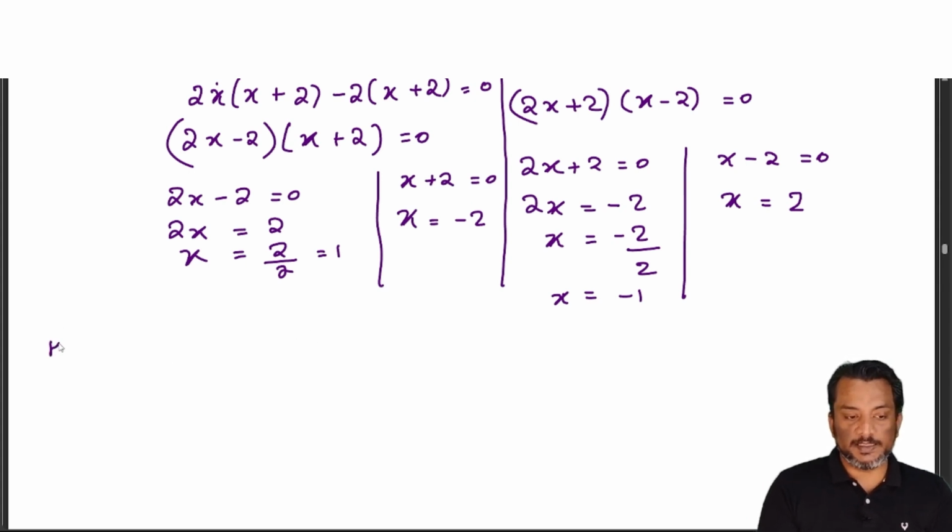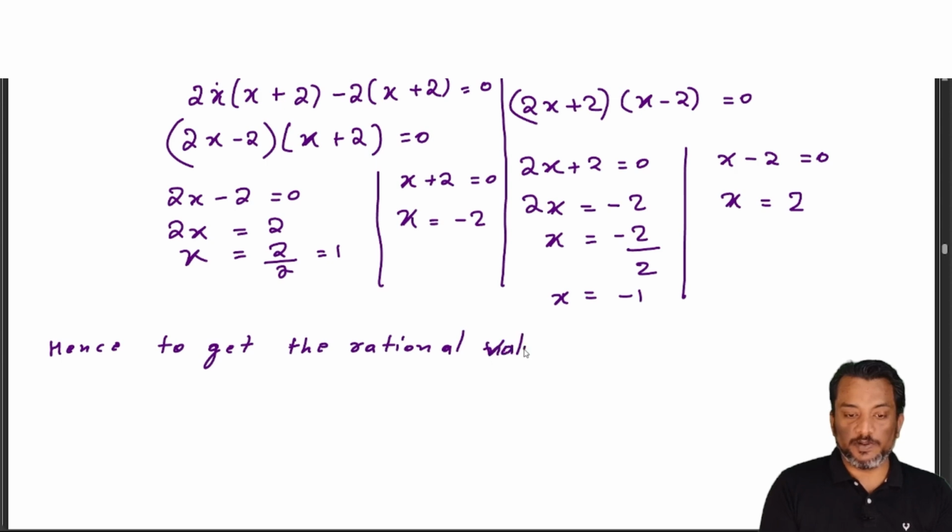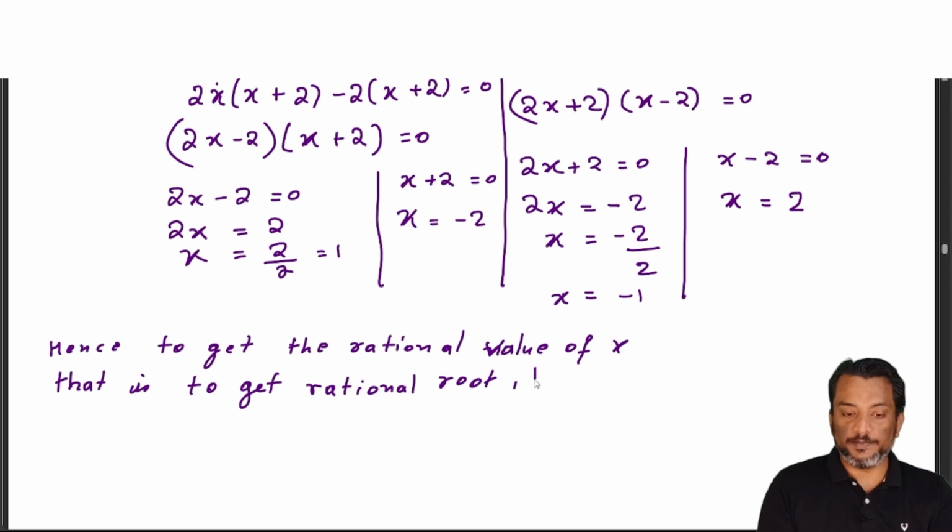So now you can see here, hence we can say, hence, to get rational values of x, that is, to get rational roots, k must be plus minus 2. Hope you understand this one. So this is a very easy question.